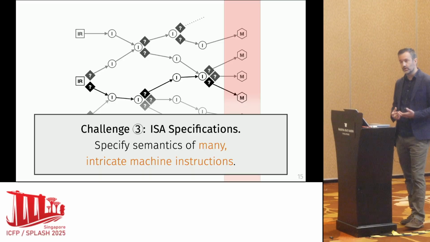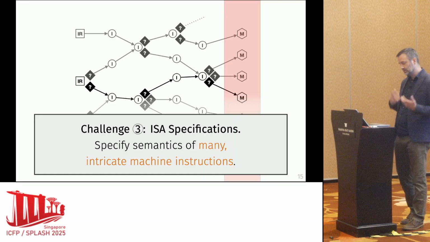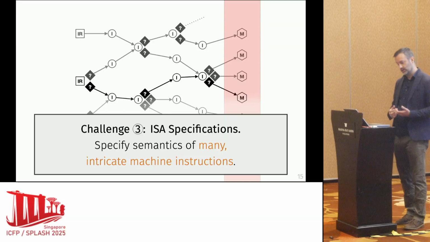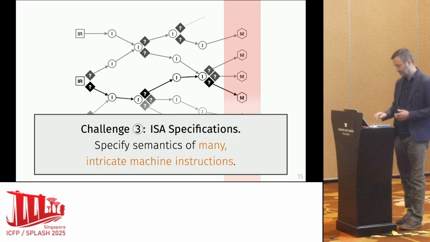Lastly, modern ISAs are huge, and instruction selectors target a significant subset of these instructions. We need to know their behavior, so we have to specify the semantics of many machine instructions with intricate behaviors. If you do this by hand, you're likely to get it wrong.